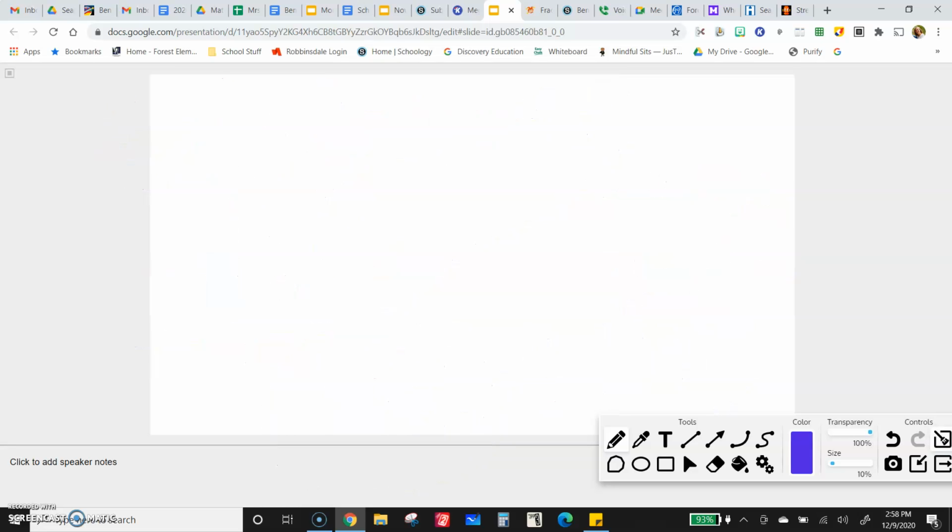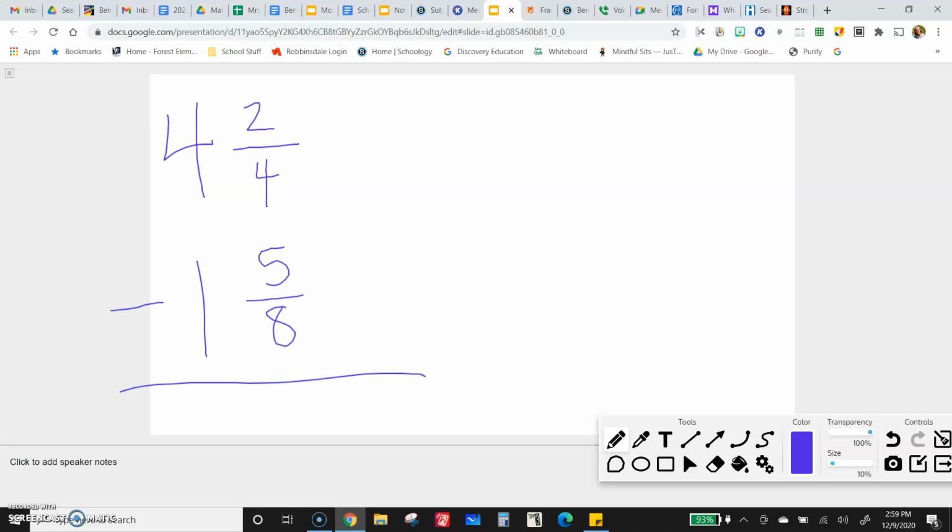If I have a problem like 3 2/4, just for kicks and giggles, we're actually going to make this a different number since it was 3 last time. We'll do 4 2/4 minus 1 5/8. Again, start out normal. Find a common denominator. In this case, we'll use 8. What did I multiply by? 2. So I get 4/8. This is just times 1. So I get 5/8.